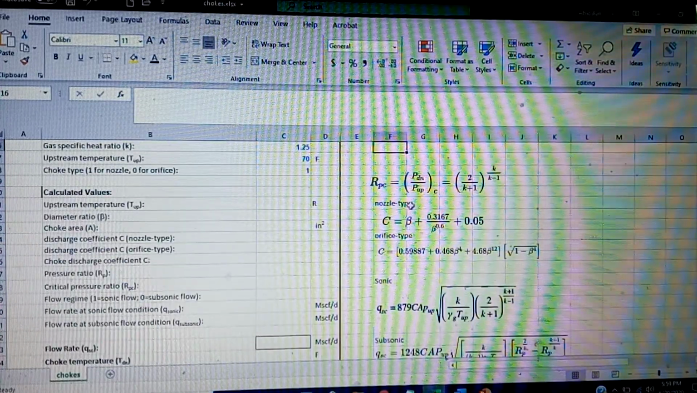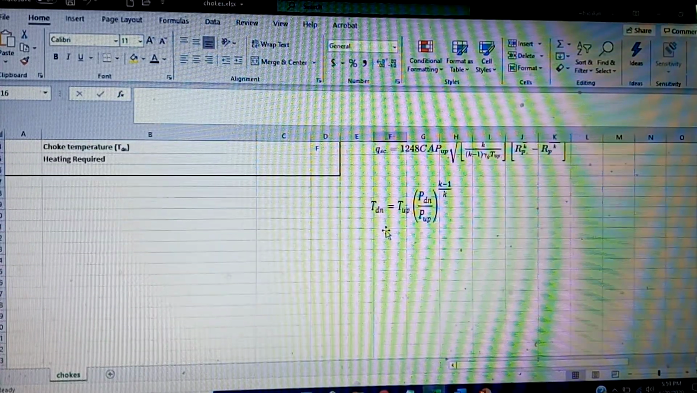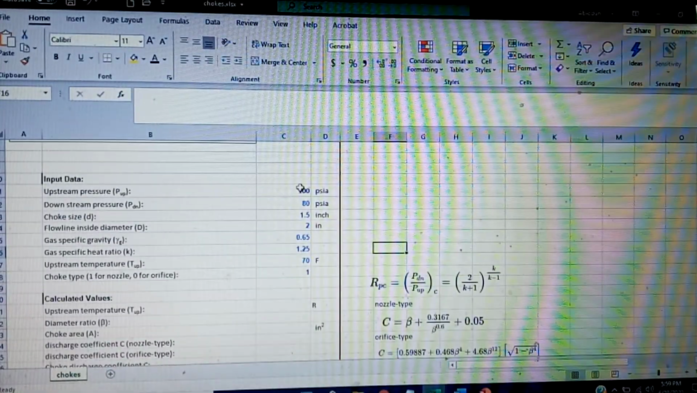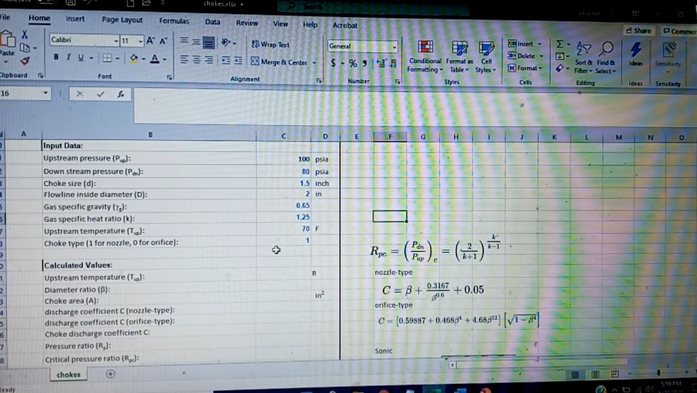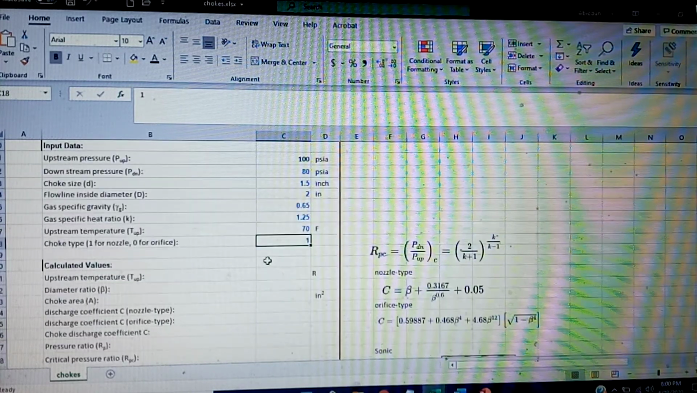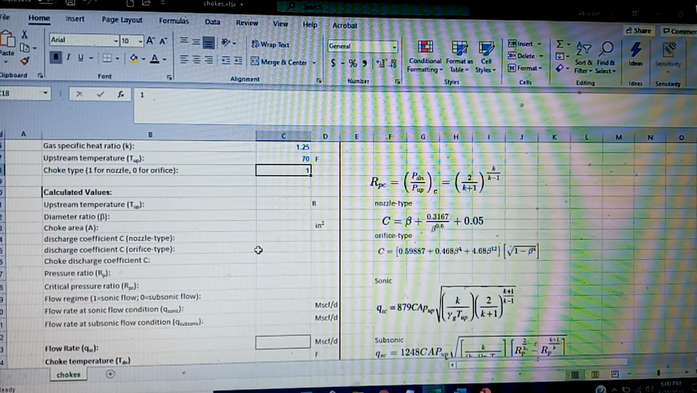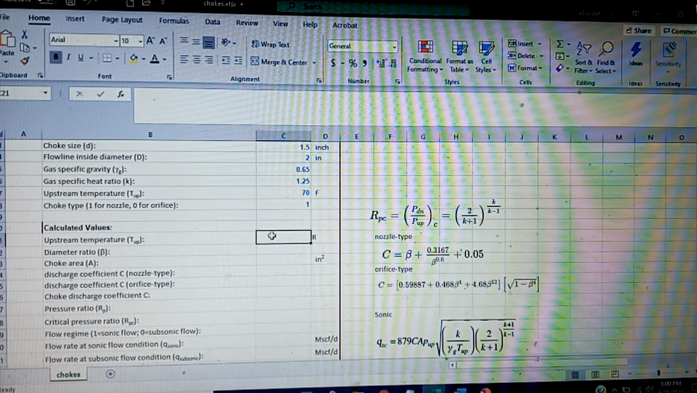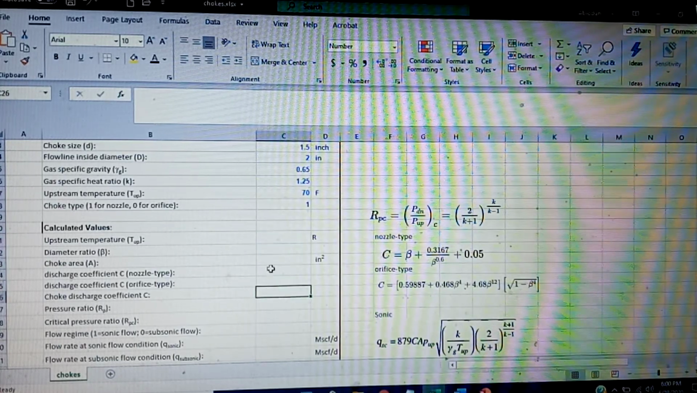Now I've provided you all the equations you need for this template. So now these are the given values. This last one, you need to, depending on the type of choke you are given. If you are given a nozzle, you put one there. If you are given orifice, in my own case, it is a nozzle, so I put one there. Okay, now let's start with the first thing here. What you have to do is to fill up all the equations there.